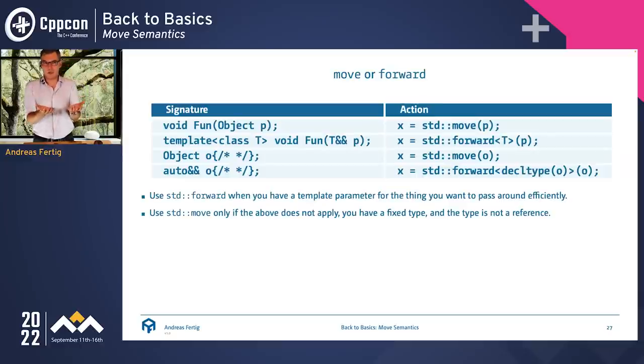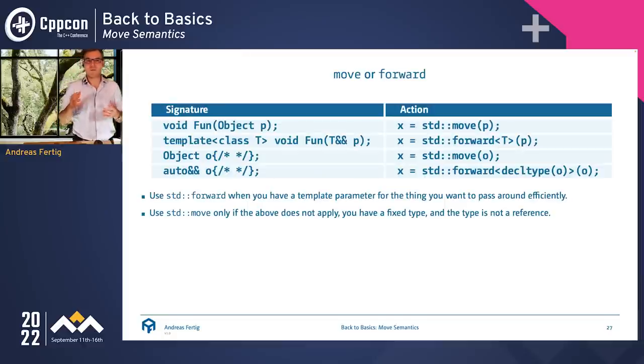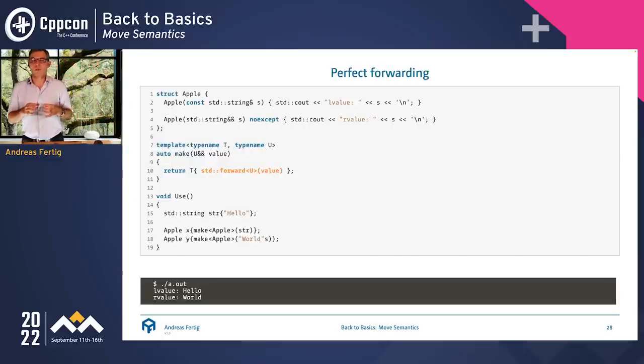But my object O here, or my variable O, pardon me, that can be the result of a function call. And maybe that's simply an R or an L value reference. And then we would rip the caller once again if he says std::move. So remember, in these cases, always say std::forward. Okay. And the std::forward thing also comes into play when we talk about perfect forwarding.